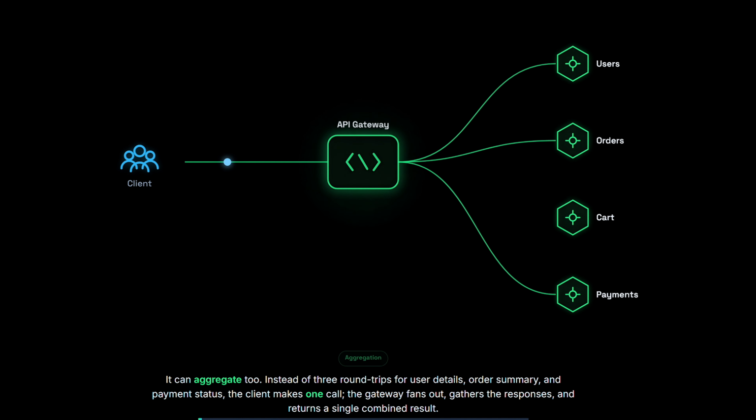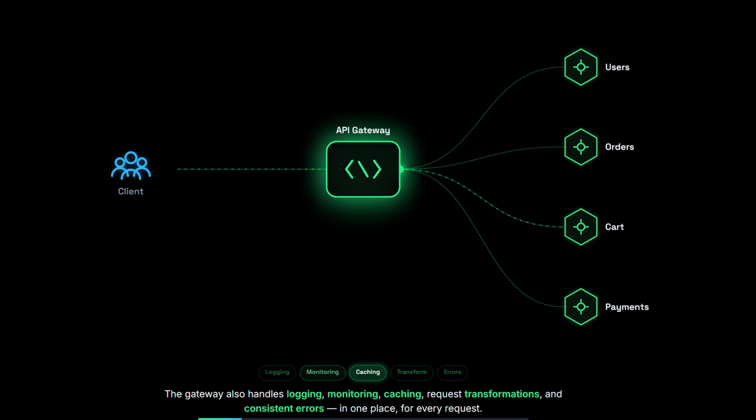An API gateway can also perform aggregation. Suppose the client needs user details, an order summary, and payment status. Instead of making 3 separate requests, the client can make one request to the gateway. The gateway contacts the necessary services and combines their responses into one result. This makes the client simpler and reduces unnecessary network communication. The gateway can also handle logging, monitoring, caching, request transformations, and consistent error responses.